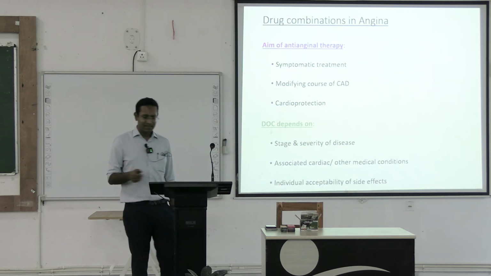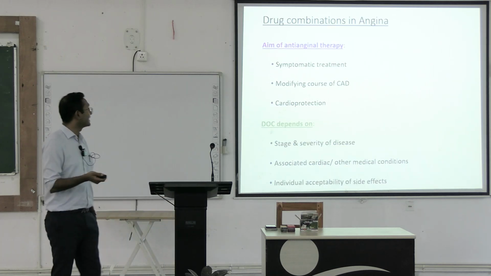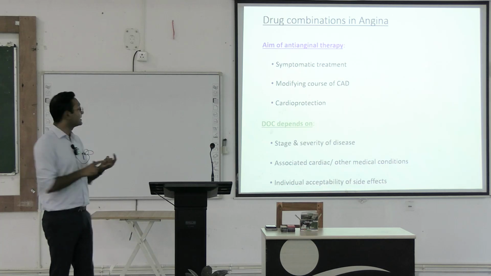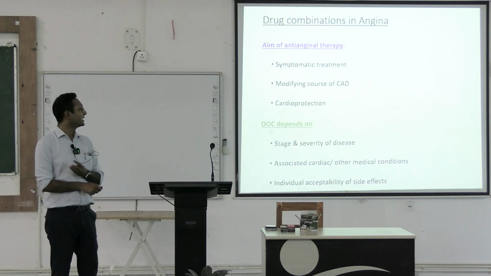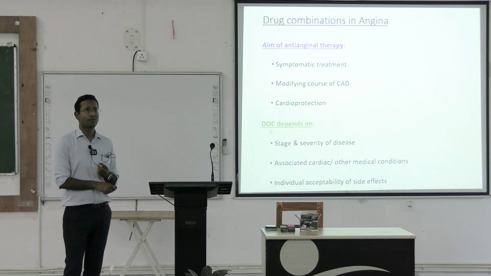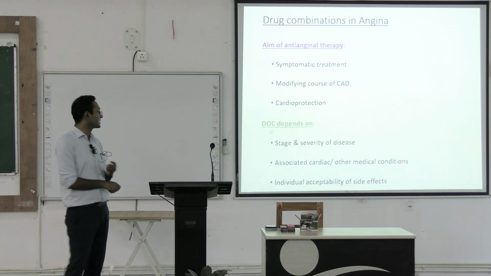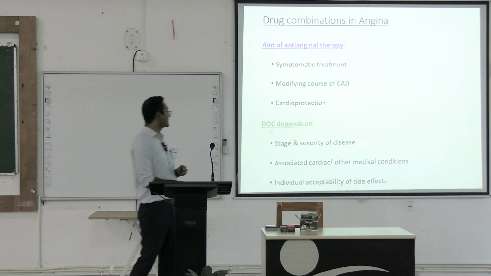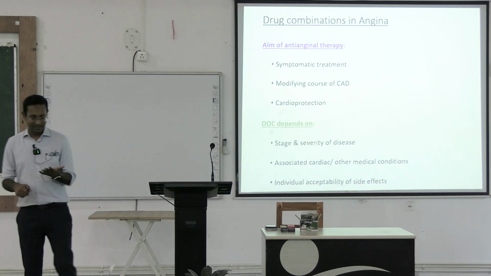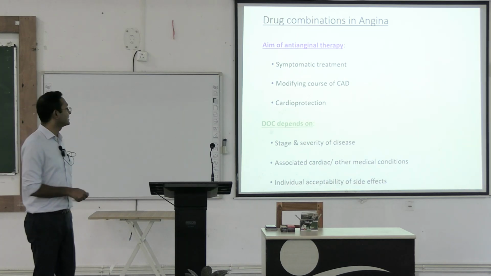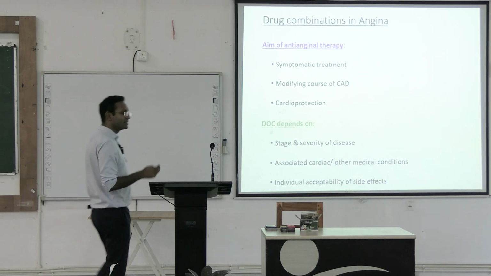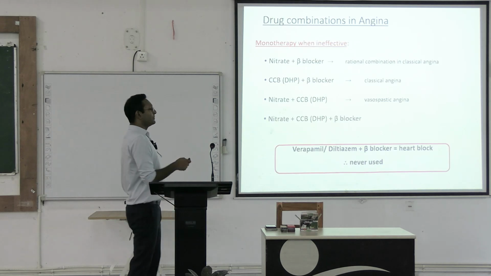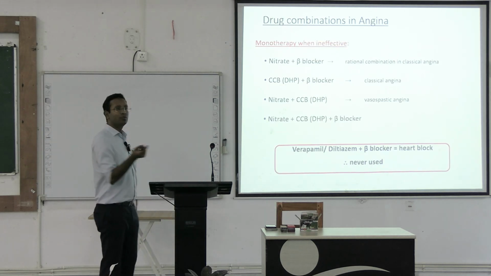Now, drug combinations that are used in angina. The aim of therapy is symptomatic treatment, relieving the pain, modifying the course of coronary artery disease, and cardioprotection. The drug of choice depends on stage and severity of the disease, associated conditions, other metabolic conditions, and individual susceptibility to side effects. Drug combinations used in angina start with monotherapy.